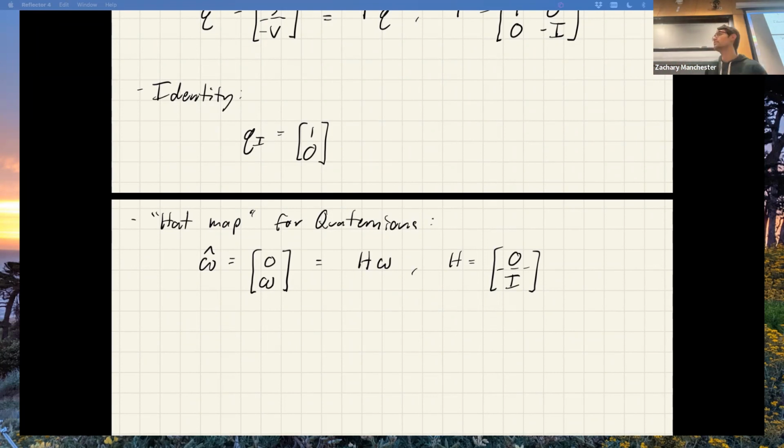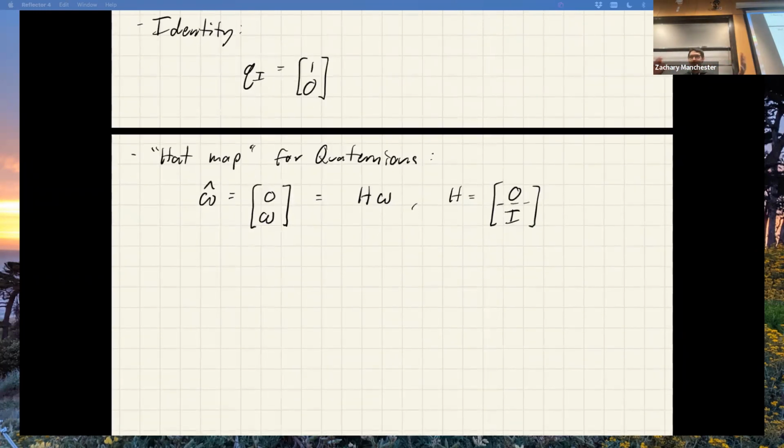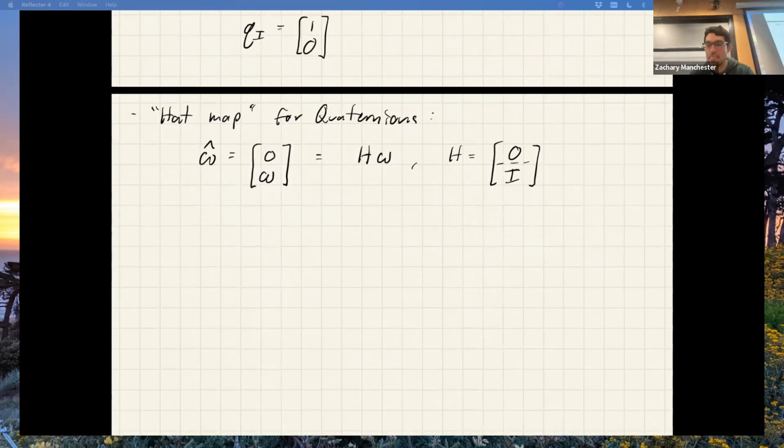So the first one is 4x1, and what's the dimension? You tell me. 4x4? No, omega is 3D, and omega hat is 4D. It eats a 3-vector and spits out a 4-vector. So it's got to be 4 by 3, right? Make sense? Cool. Okay, so that's just definitions, algebra, no big deal.